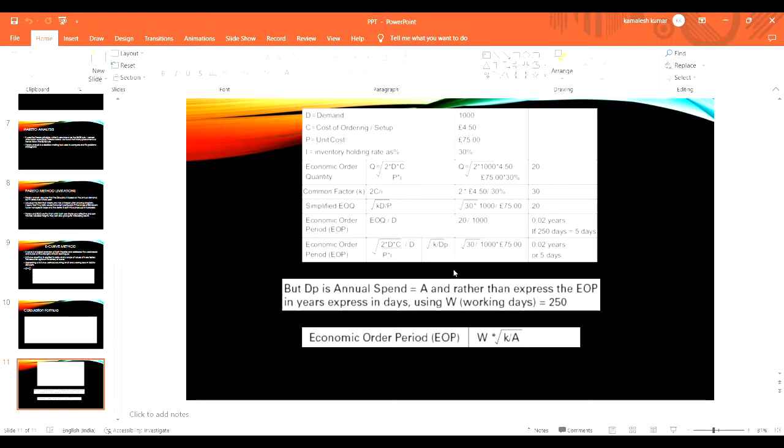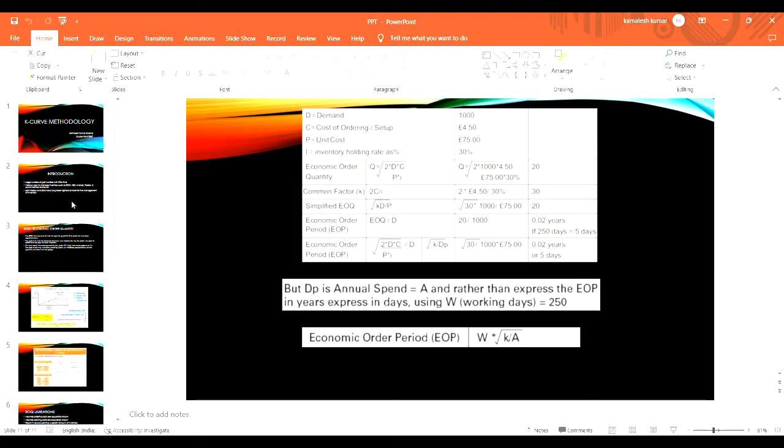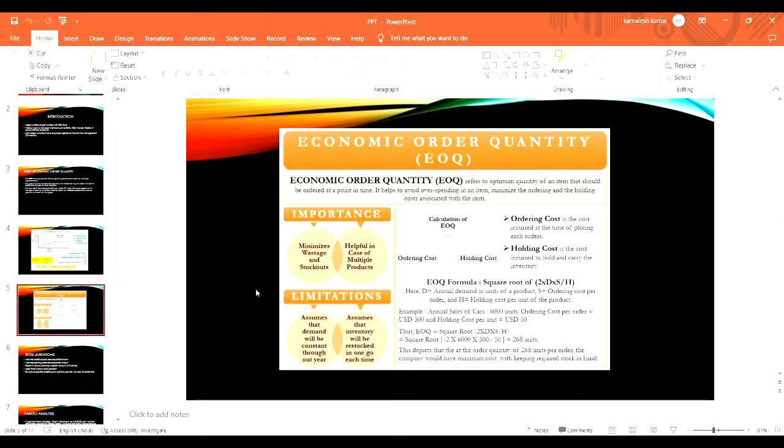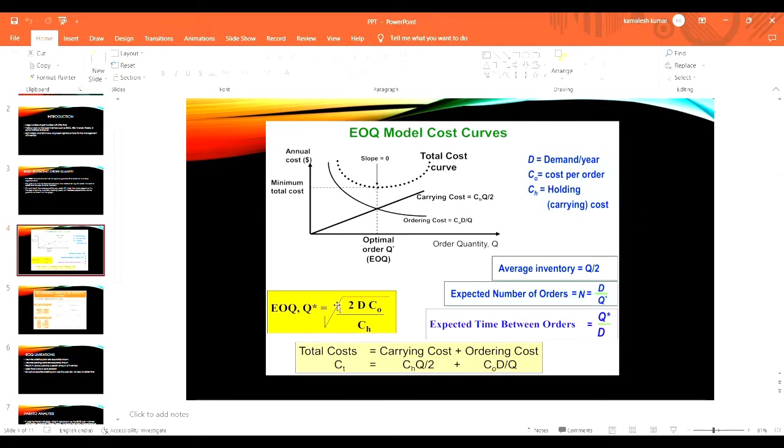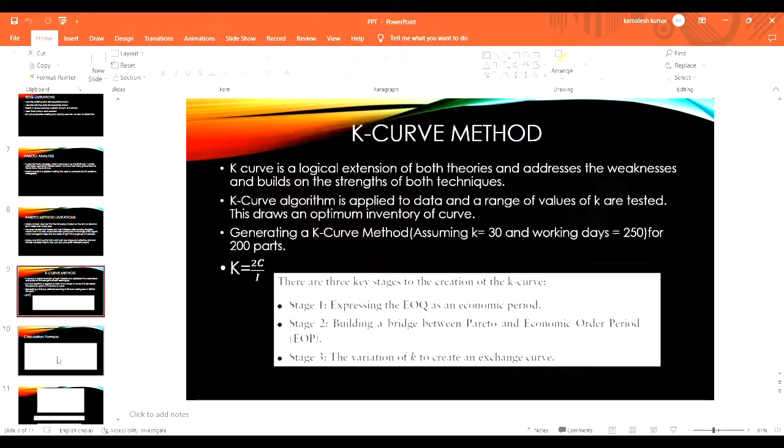Okay, so I think you understand my point. This constant K we can simply obtain by using this formula. I will show you. One second. Okay, so 2CD by K.